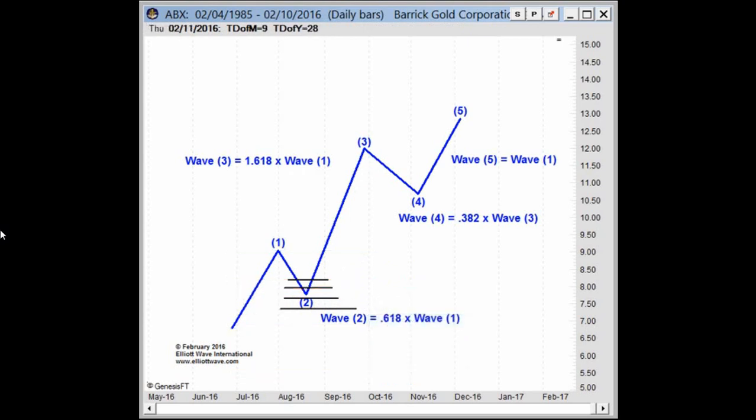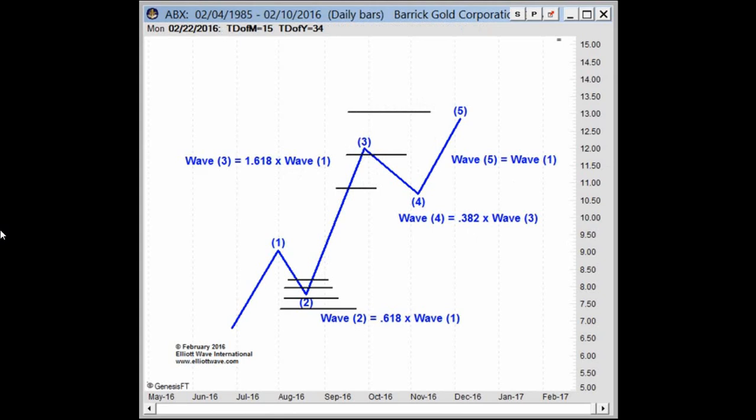Now, as far as our third wave objectives to the upside, of course, we're going to be looking for wave 3 to equal a 1.618 multiple of wave 1. We've also identified instances where wave 3 will equal a 2.0 multiple of wave 1. Then there are times we'll see wave 3 actually travel to a 2.618 multiple of wave 1.